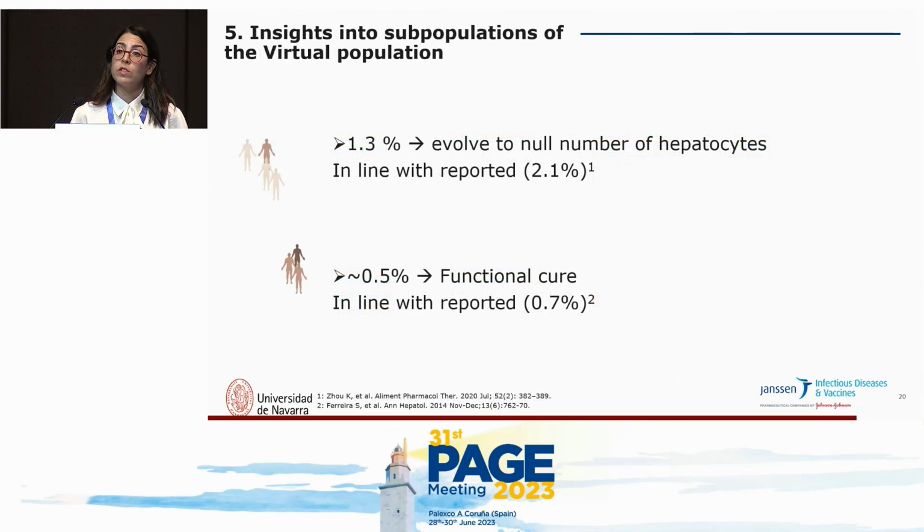In addition, we also observed that a percentage of virtual patients also evolved to a new number of hepatocytes, which could be interpreted as cirrhosis or death of those virtual patients. And this was in accordance with reported values in chronic patients. We also observed a percentage of spontaneous functional cure, which also occurs in real patients with a comparable frequency.